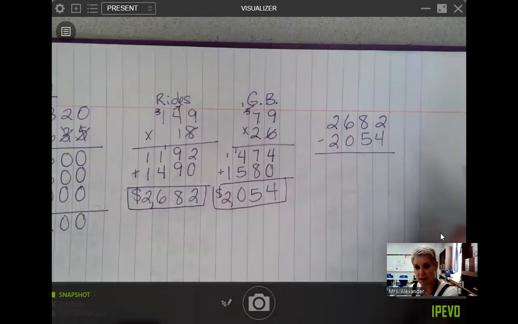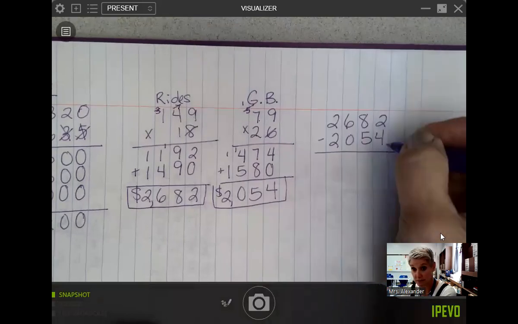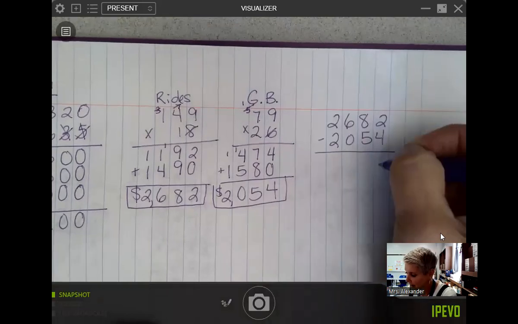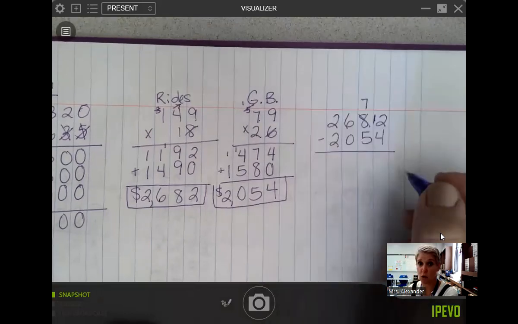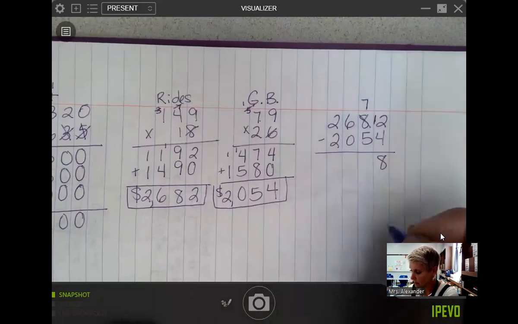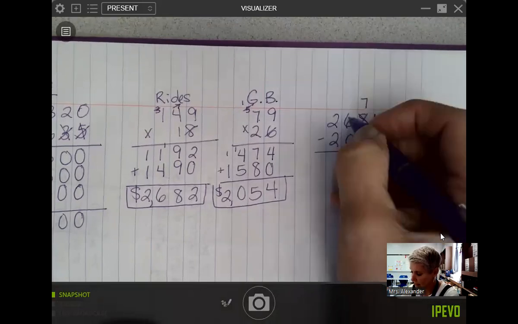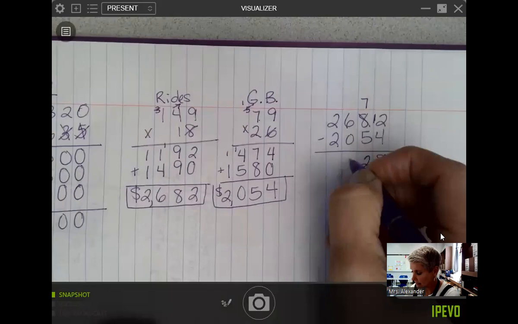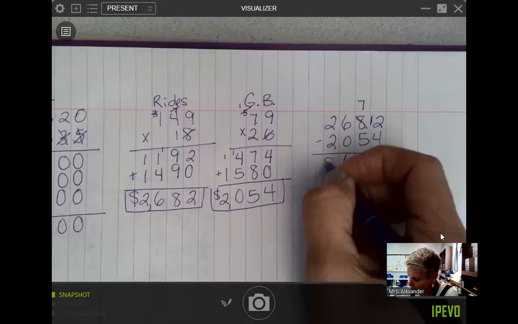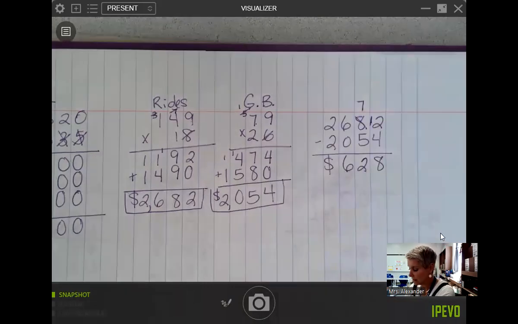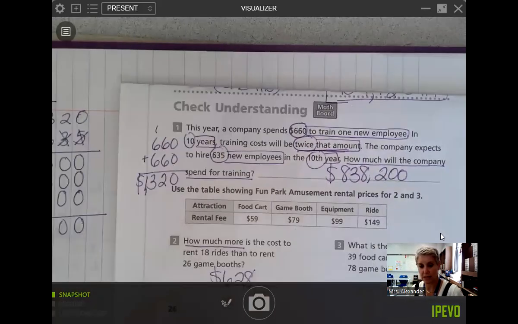$2,682 minus $2,054, and I'm going to subtract. 2 minus 4, I hope you didn't say 2. I have to regroup. The 8 becomes a 7. Now I have 12 minus 4 equals 8. 7 minus 5 equals 2. 6 minus 0 equals 6. 2 minus 2 equals 0. So I can say the difference in cost would be $628. And that's our answer there.